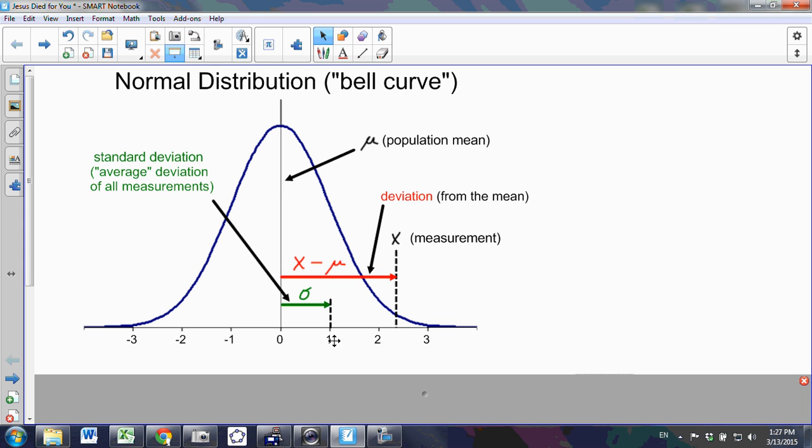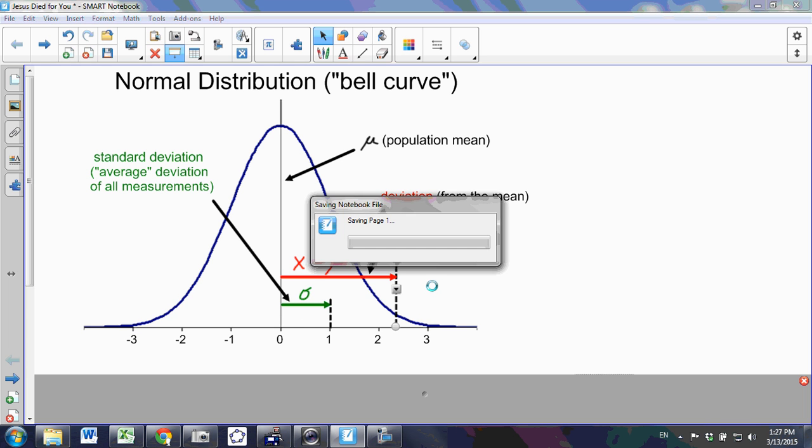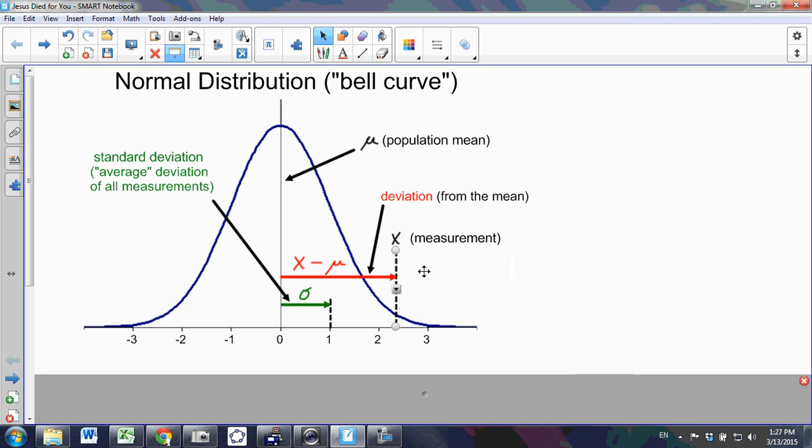Now, these numbers along the horizontal axis here are counting how many standard deviations from the mean a particular measurement is. This particular measurement right here is between 2 and 3 standard deviations above the mean. It will be just as unusual as, say, a measurement that was the same amount below the mean. Equally unusual in the opposite direction.